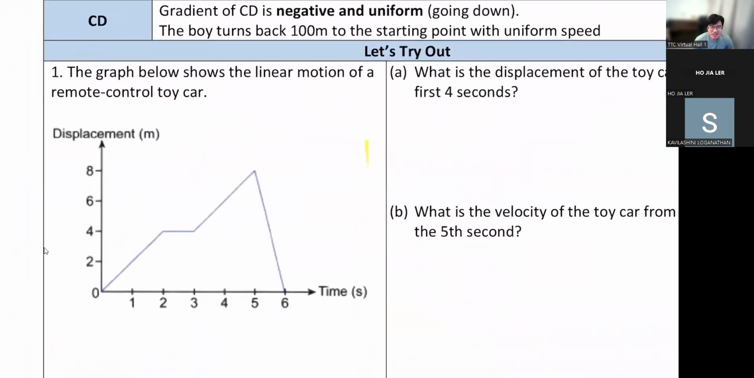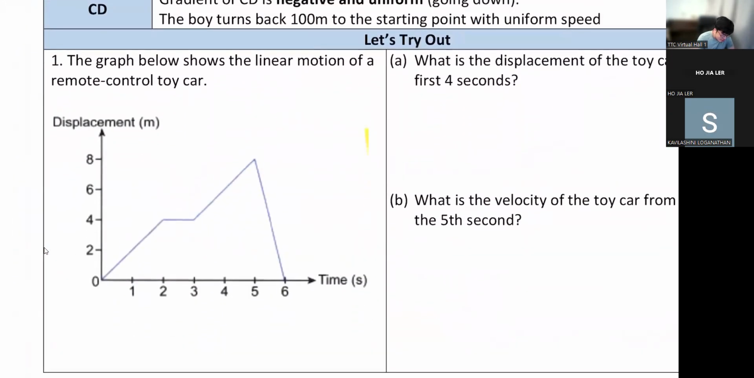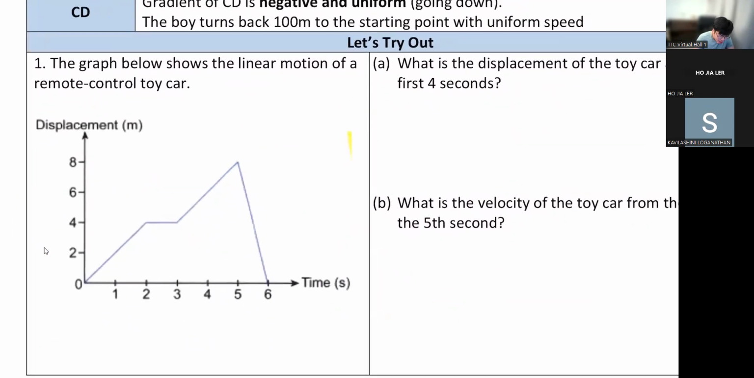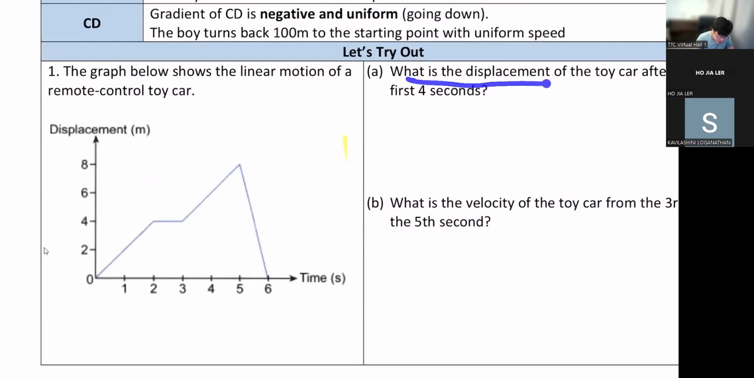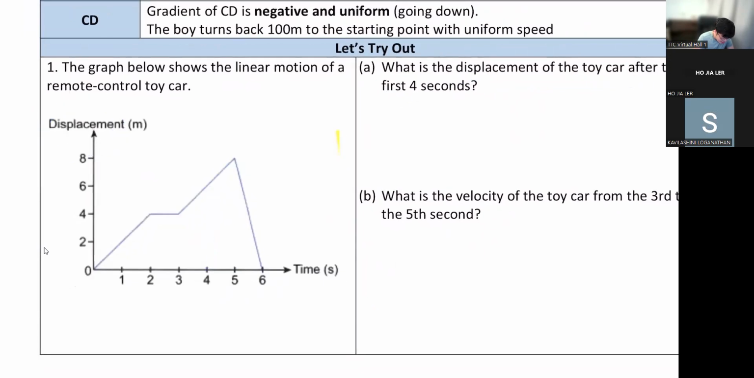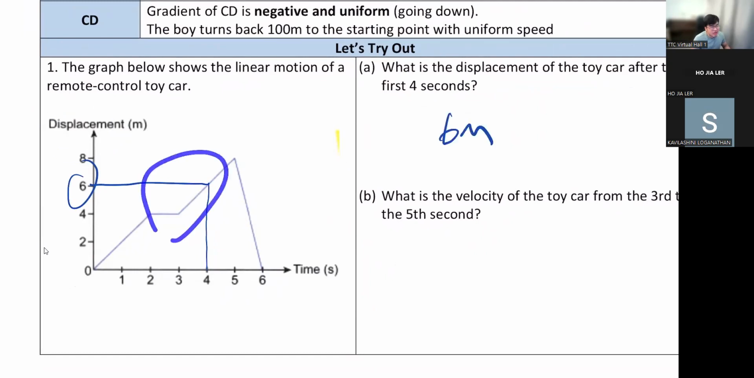Right, so let's try our exercise, shall we? This is a displacement time graph. This is what happens to a remote control toy car. What is the displacement of the toy car after the first 4 seconds? After the first 4 seconds, how far did the car go? So in 4 seconds, the car moved 6 meters. Just look at the graph. You don't need to calculate anything here because the graph is a displacement graph. We want displacement, right?